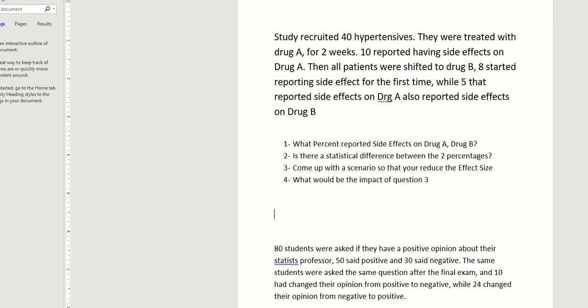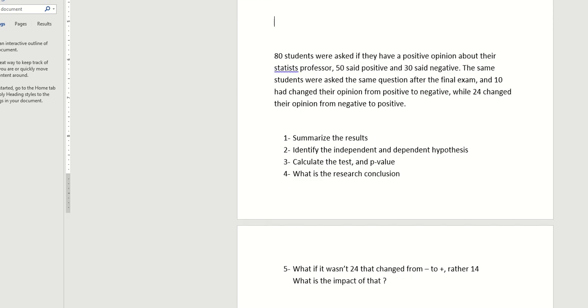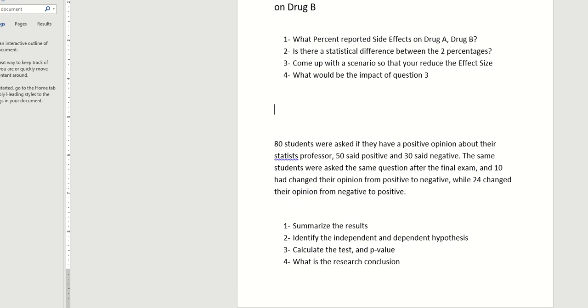Okay. All right. Here's the second one. It says 80 students were asked if they had a positive opinion about their statistics professor. 50 said yes, and 30 said no, they have a negative opinion about their stat professor. The same students were asked the same question after the final exam, and 10 had changed their opinion from positive to negative, while 24 changed their opinion from negative to positive.